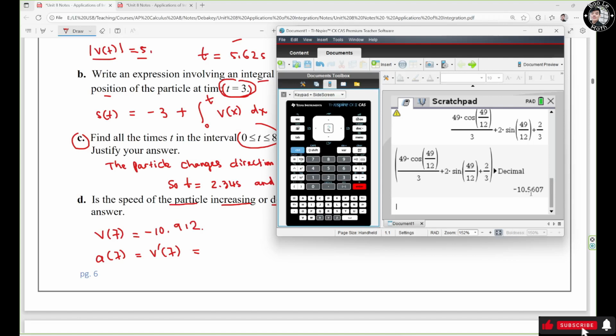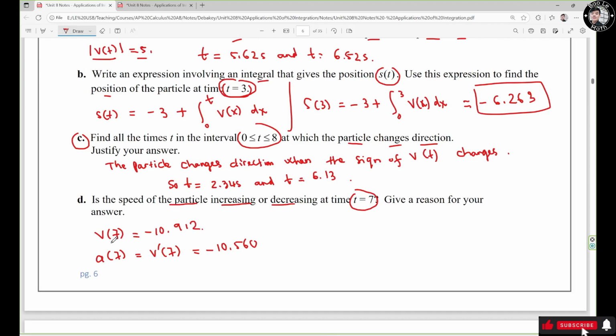Negative 10.5607, right? Now observe that v of 7 and a of 7 have the same sign, negative, negative. Then the speed of the particle is increasing.